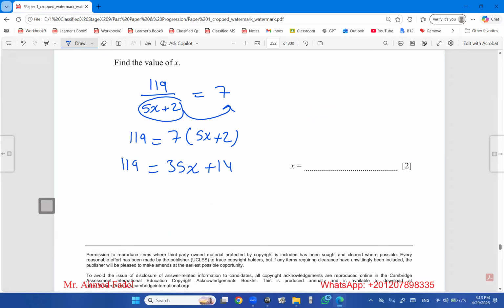Sending the 14 to the other side, subtraction. So 35x equals 105. Dividing 105 by 35 is going to give you 3 exactly.